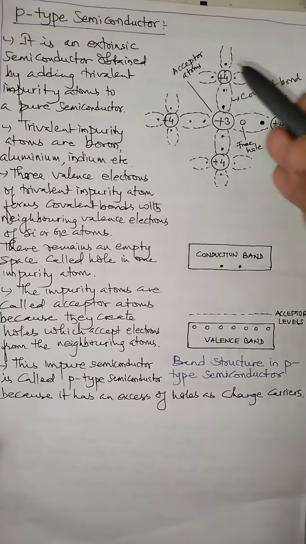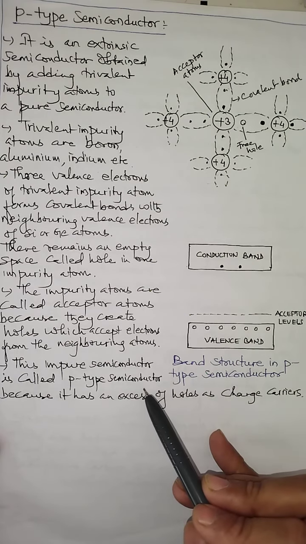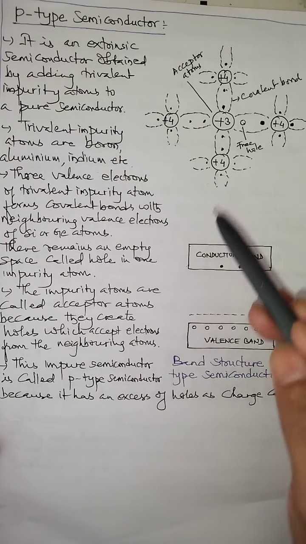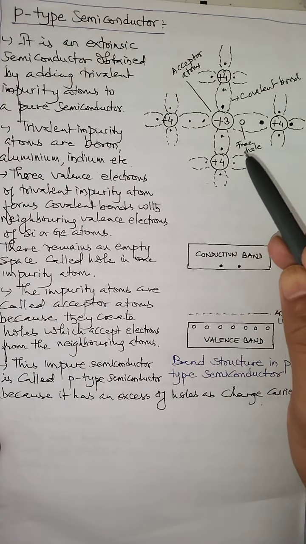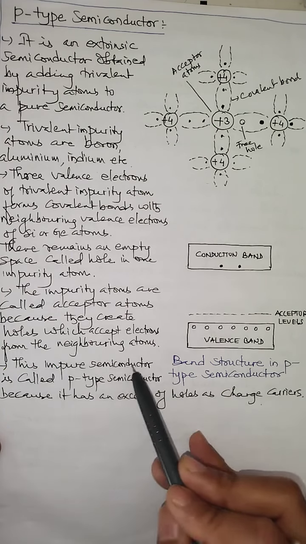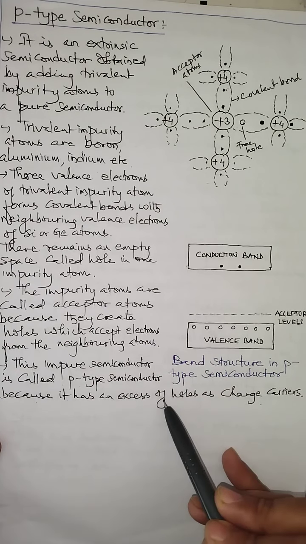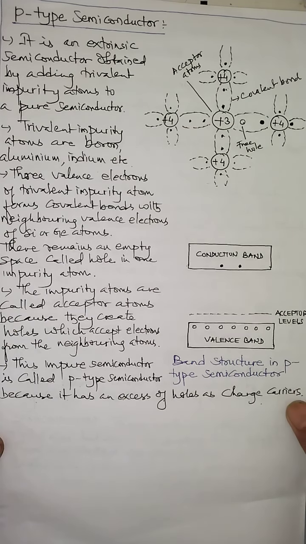That's why this impure semiconductor, which is formed by adding a trivalent impurity atom, is also called a P-type semiconductor. Now the word P means positive. The positive charge carriers, holes, will be the excess or majority charge carriers, and they conduct electricity. That's why it is called a P-type semiconductor, because it has an excess of holes. This is just opposite to the N-type semiconductor.